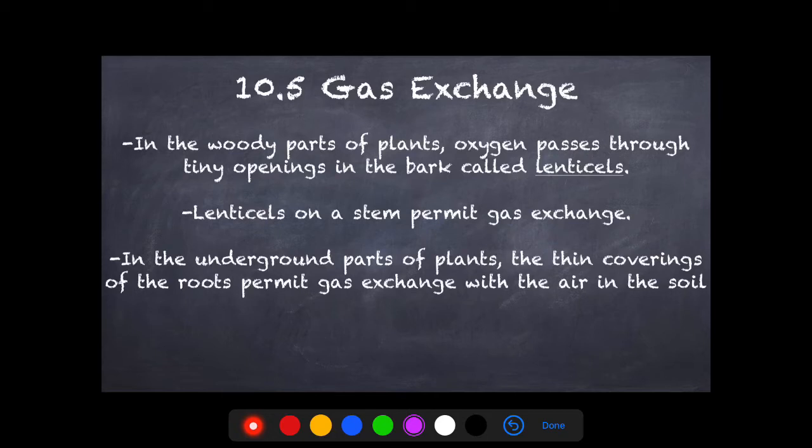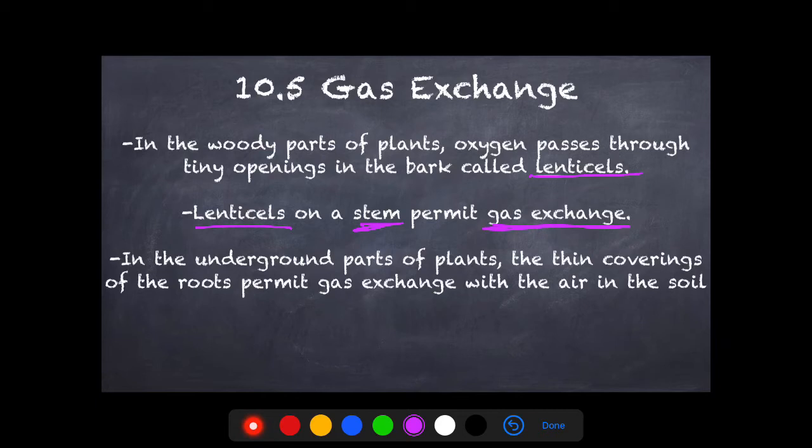In the woody parts of plants, we have another term called the lenticels. This is where oxygen goes through the tiny openings on plants such as trees that have bark. So the lenticels on a stem are the ones that allow gas exchange to happen. The stomata is located on the green part of plants, and the lenticels are located on the harder bark, woody parts of plants.